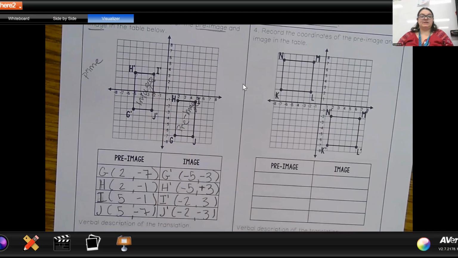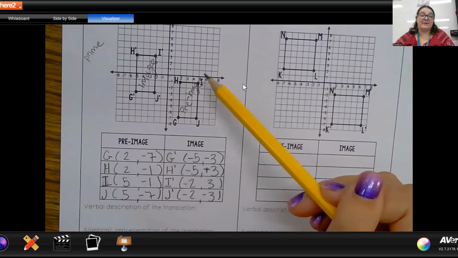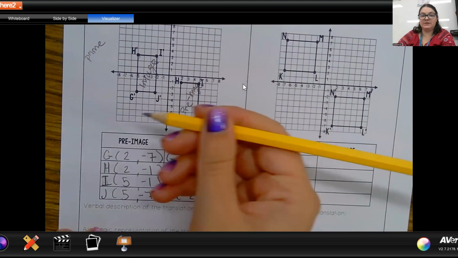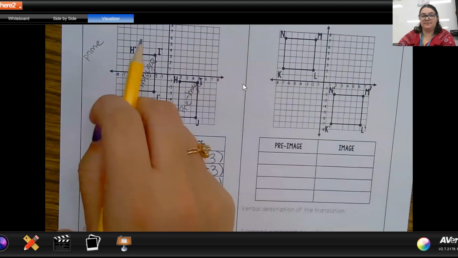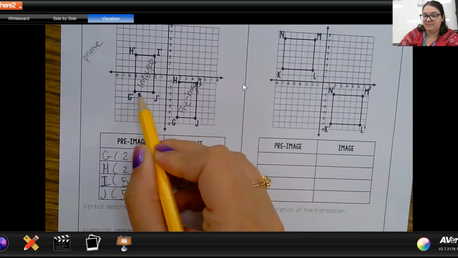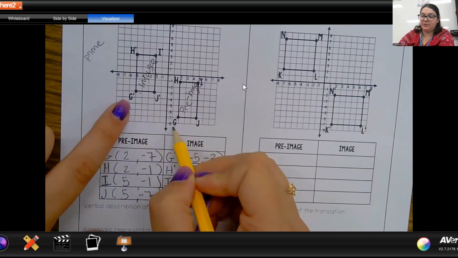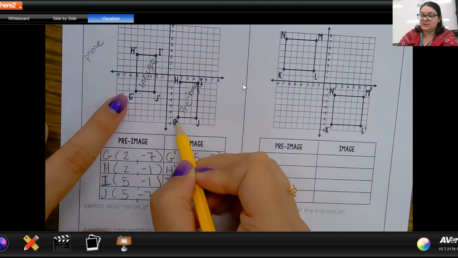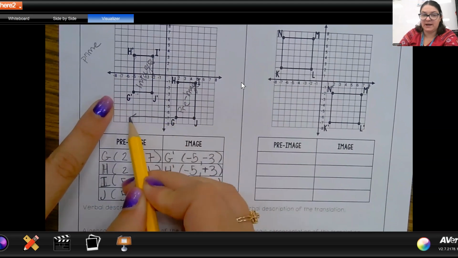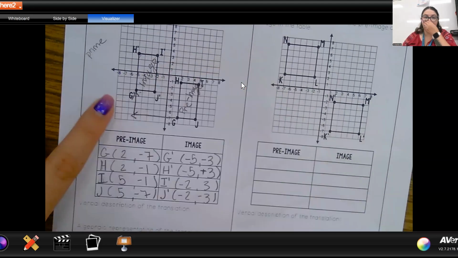So the verbal description of the translation. We need to figure out what actually happened when I'm describing the movements. I can see that this shape moved to the left and went up. If I look at my point G to my point G prime, these are corresponding points because they're the same point, G to G prime. So I'm looking at my corresponding points. I want to see how far this shape moved over to the left and how far this shape went up.